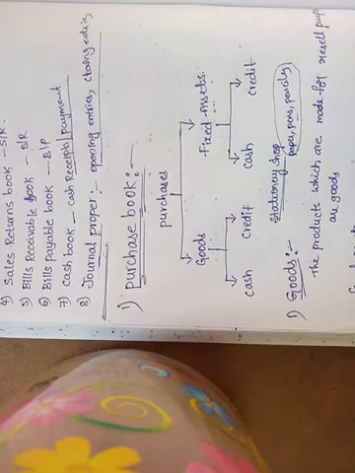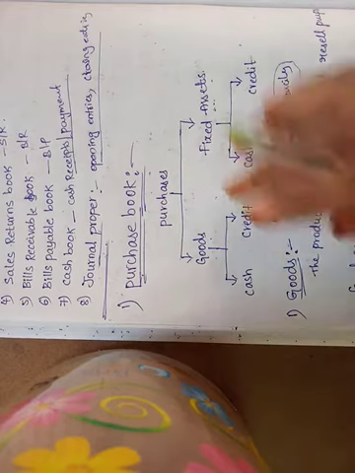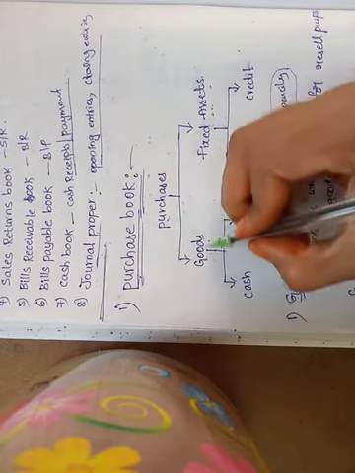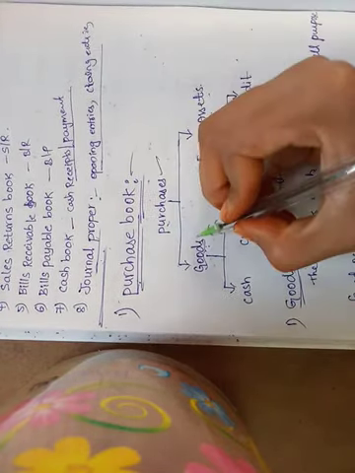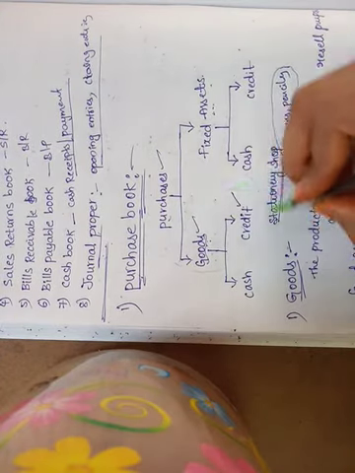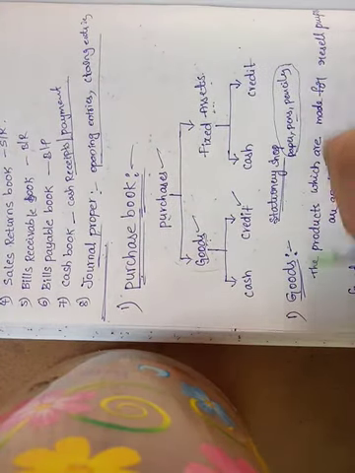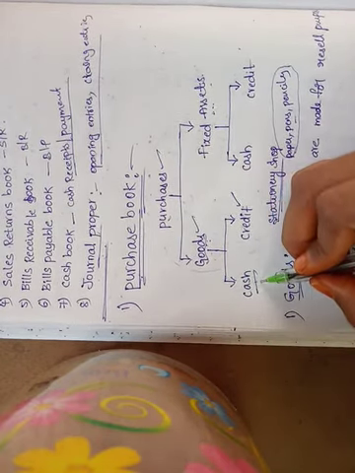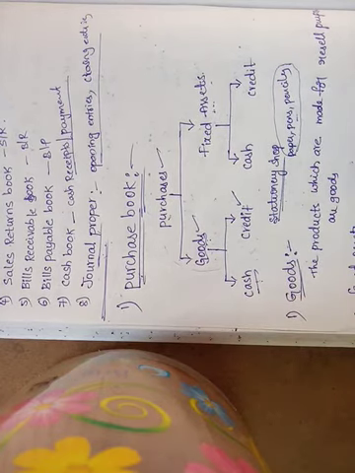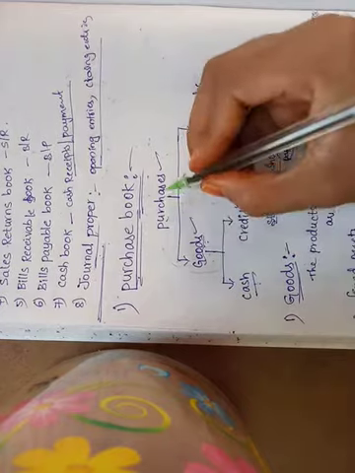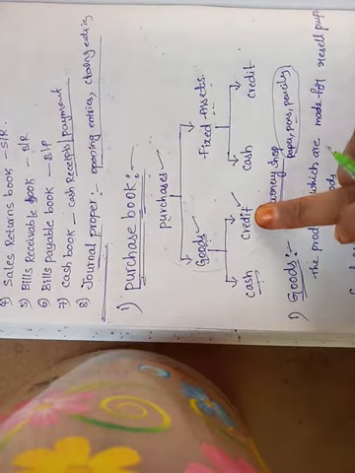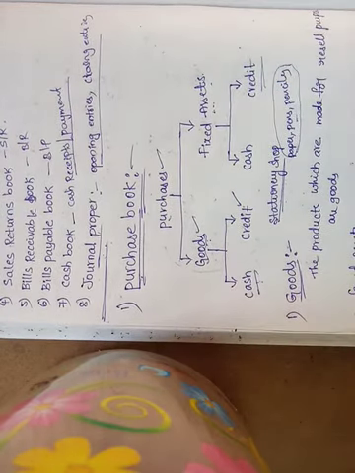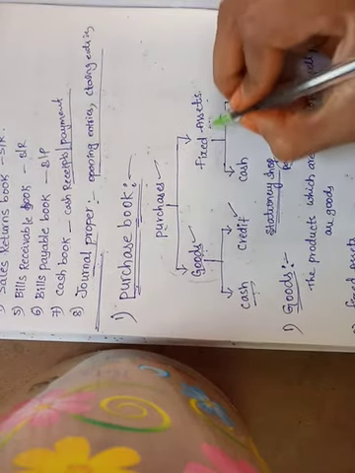Under this purchase book, what do we record? Only goods purchased on credit. Goods that are purchased on credit will be recorded only in the purchase book. Otherwise, suppose goods are purchased on cash, so it is a cash transaction, and it is recorded in the cash book. So under this purchase book, only goods purchased on credit are recorded. Fixed assets purchased on credit, are they also recorded in this purchase book? No.